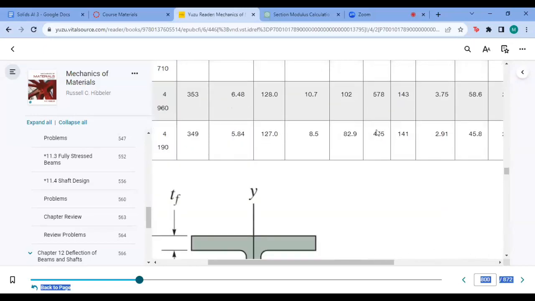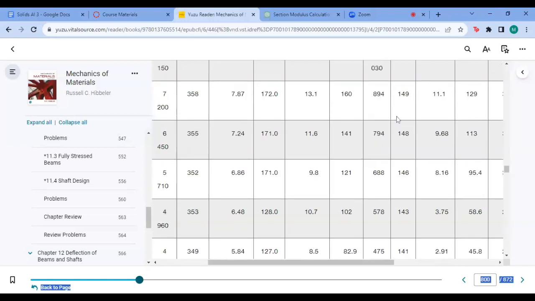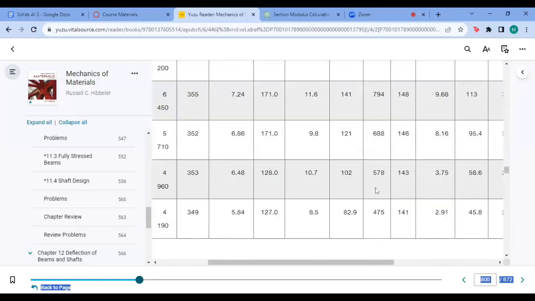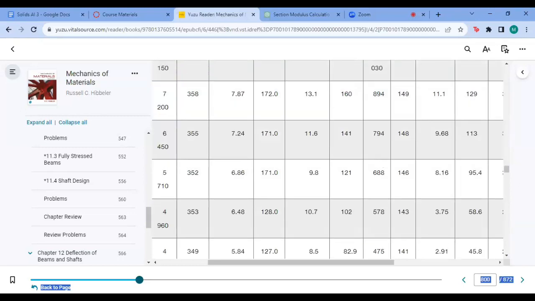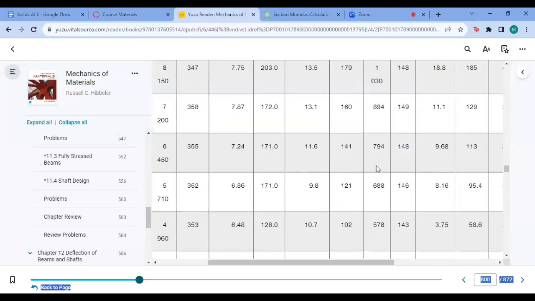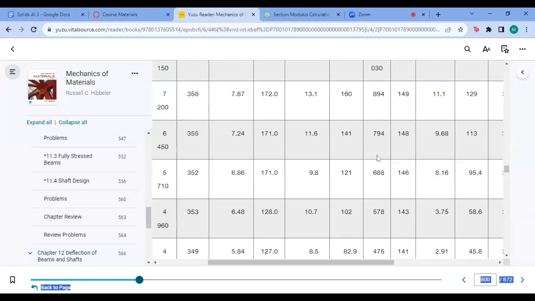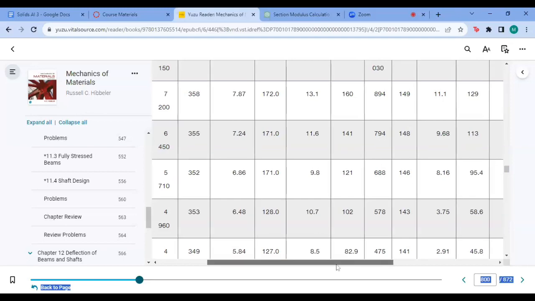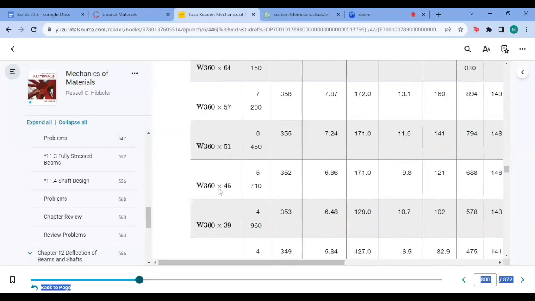And as we can compare to all of the section moduli here, we see that 578 and 475, that's below. Those are not safe. It will not be able to handle the stresses. And everything above can, but it's not the lightest shape. So from this, we see that the correct answer is 688, the W360 by 45.